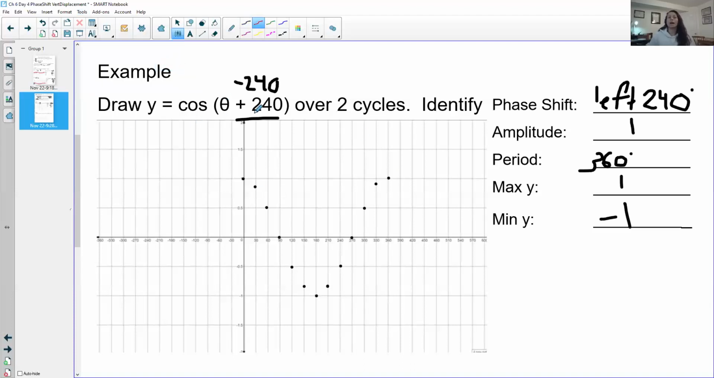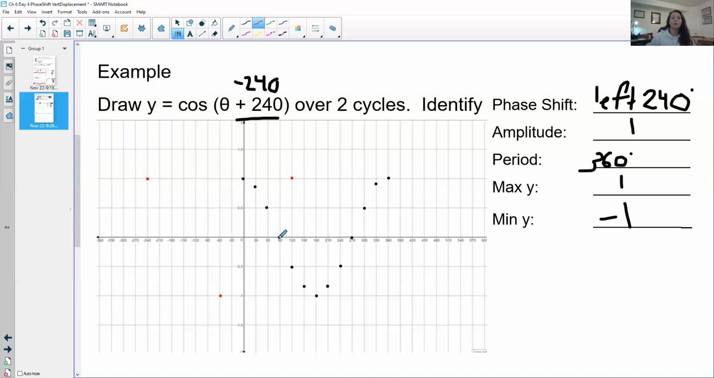All right, so let's now take each one of these graphs and let's shift them 240 degrees to the left. So at 0, I need to go down to -240. So this point is going to be all the way over here. Okay, this point at 360, I have to move to the left 240 degrees. So 360 minus 240 is 120. Okay, and I'm just going to move my main points. 180 minus 240 should be -60.